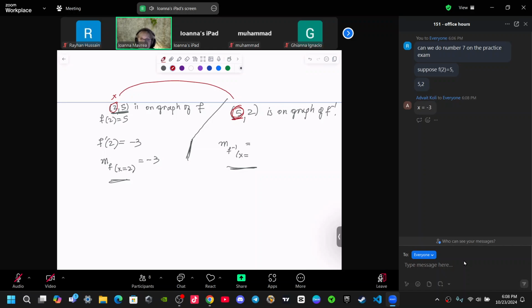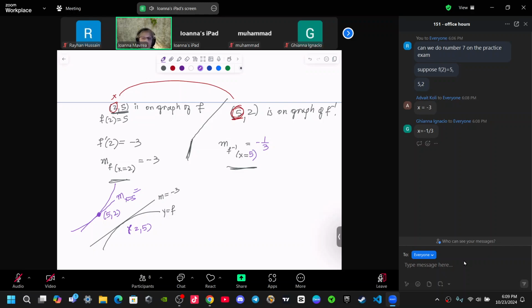So these get reversed. If you know the slope on the graph of a function here is equal to -3, then you know the slope on the inverse at the corresponding point. This is the point (2, 5); this will be the point (5, 2). So you know the slope when x equals 5, and that slope will be the reciprocal. So that's -1/3 when x is equal to 5.